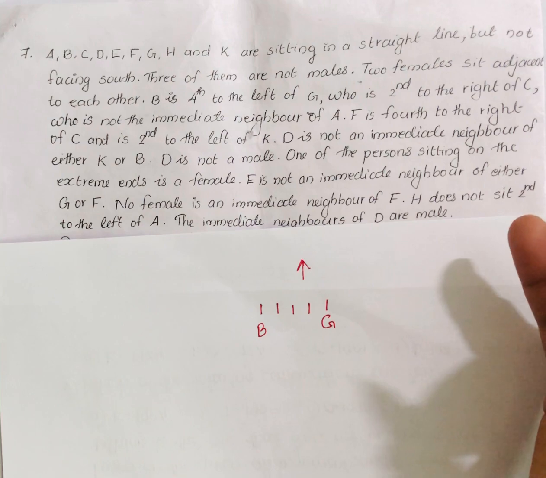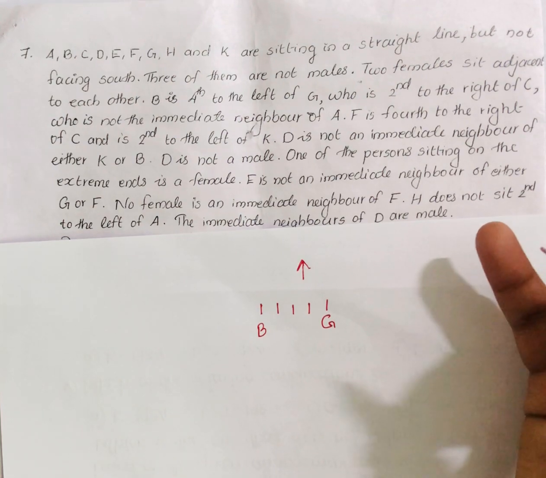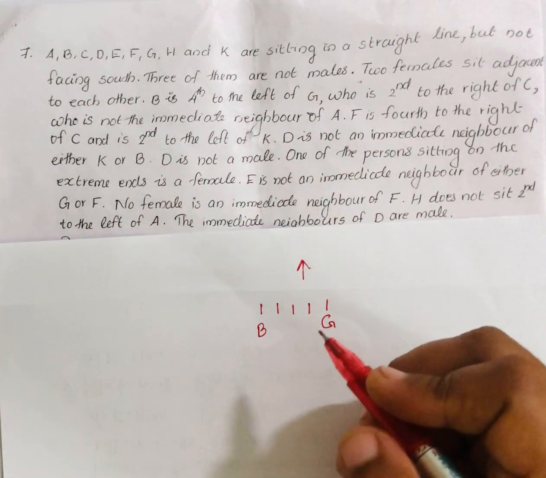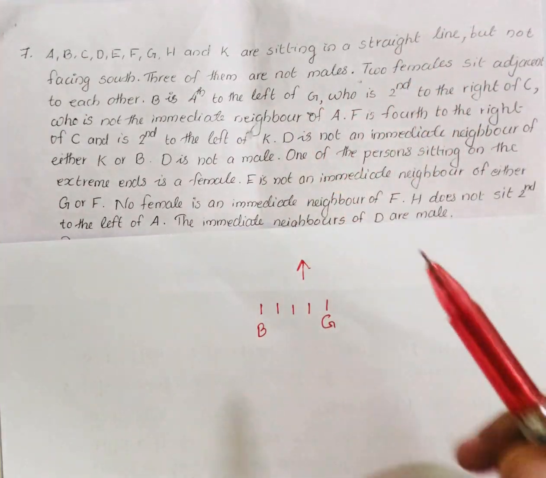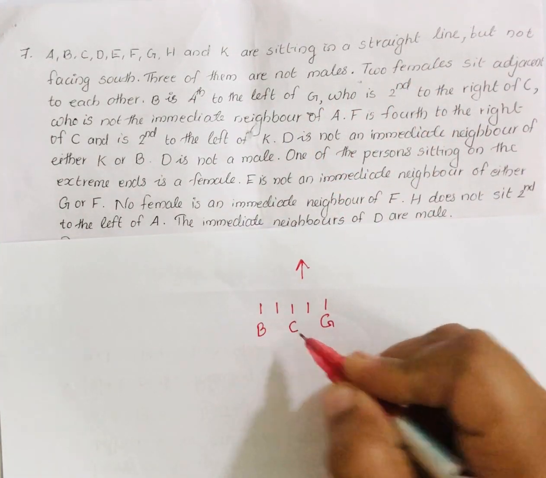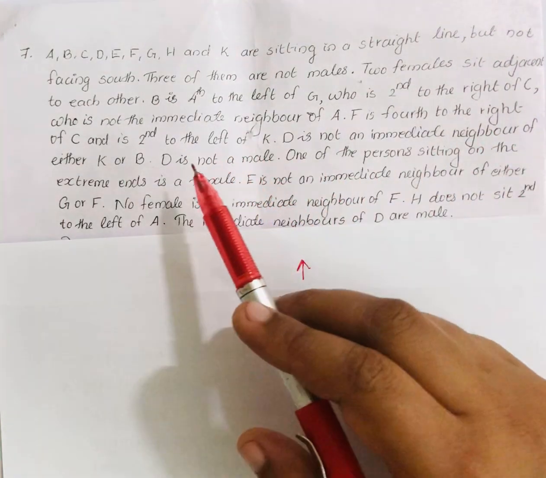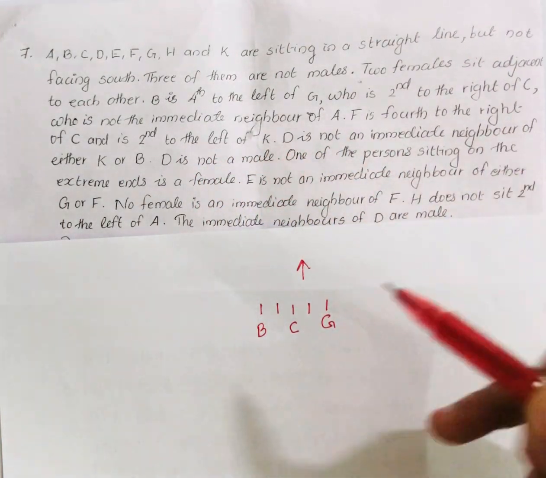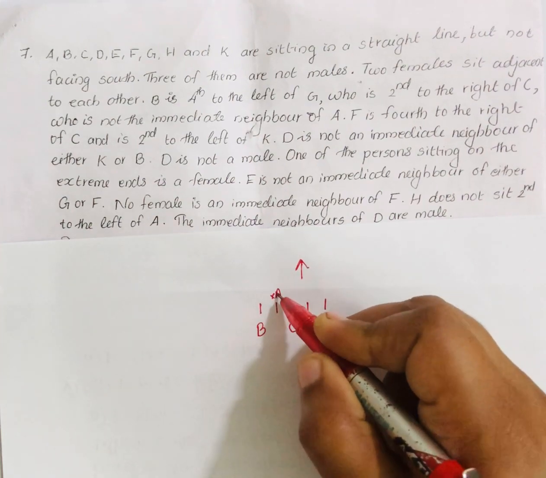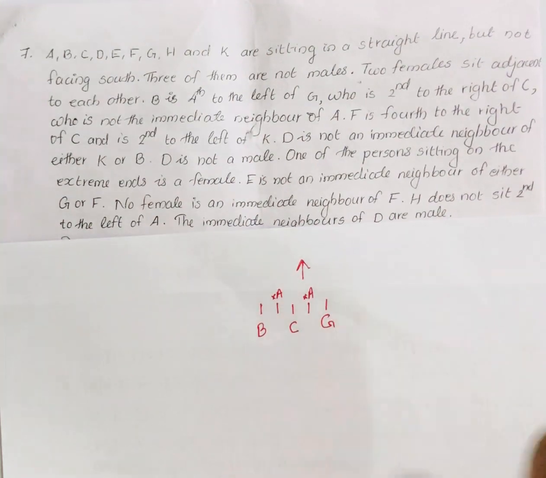Then it is given G, who is second to the right of C. G is second right of C means C becomes here. Then G is second right of C, who is not an immediate neighbor of A, means C is not an immediate neighbor of A. So these two places are not A.